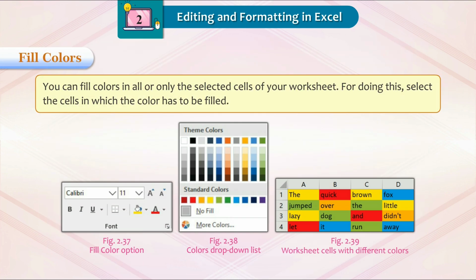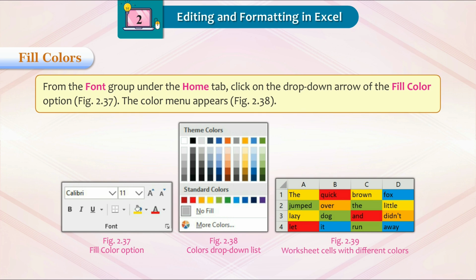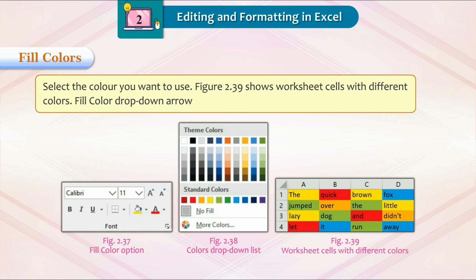Fill color. You can fill colors in all or only the selected cells of your worksheet. For doing this, select the cells in which the color has to be filled. From the Font group under the Home tab, click on the drop-down arrow of the Fill Color option. Refer to figure 2.37. The color menu appears. Refer to figure 2.38. Select the color you want to use. Figure 2.39 shows worksheet cells with different colors.